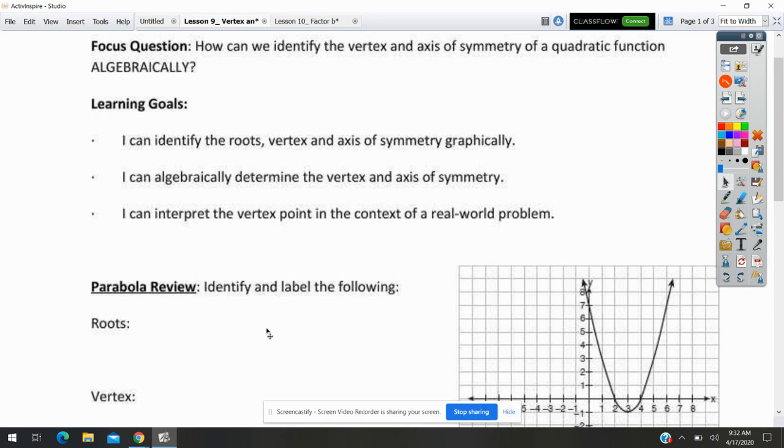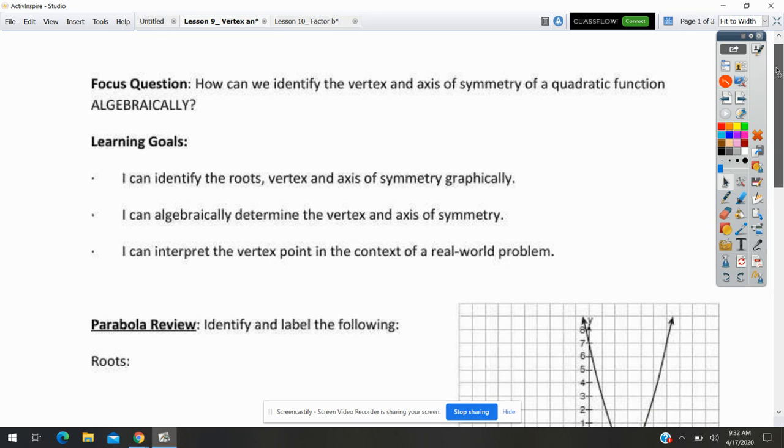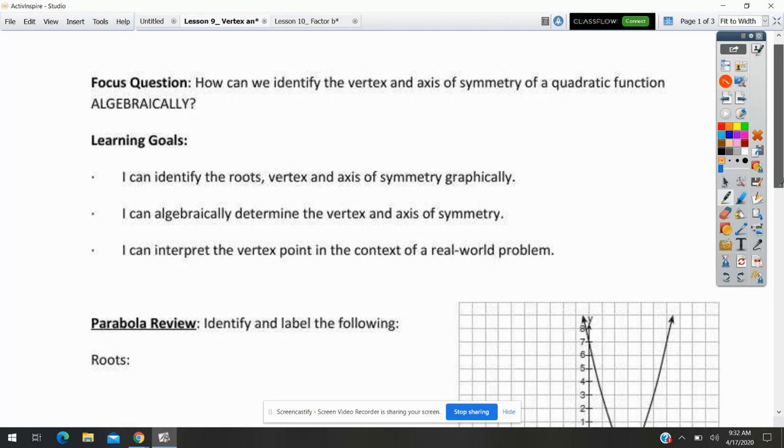This is lesson 9. For today's lesson, we're going to move away from factoring for just today. We're going to go back to it, but today we're going to learn how to identify the vertex and axis of symmetry of a quadratic function algebraically. Okay, so let's take a look at our learning goals.